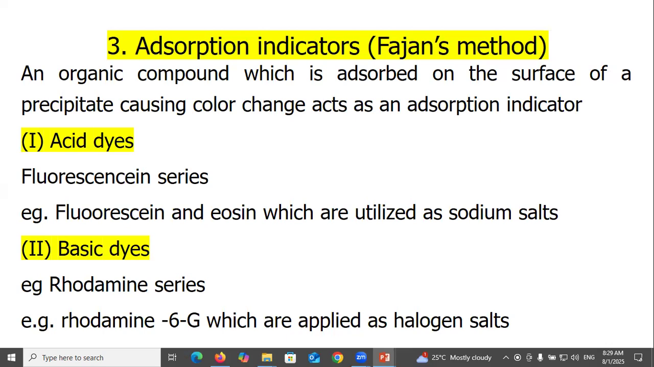Acid dyes, the fluorescein series, for example fluorescein and eosin, which are utilized as sodium salts. Basic dyes, the rhodamine series, rhodamine 6G, which are applied as halogen salts. Acid dyes and basic dyes.